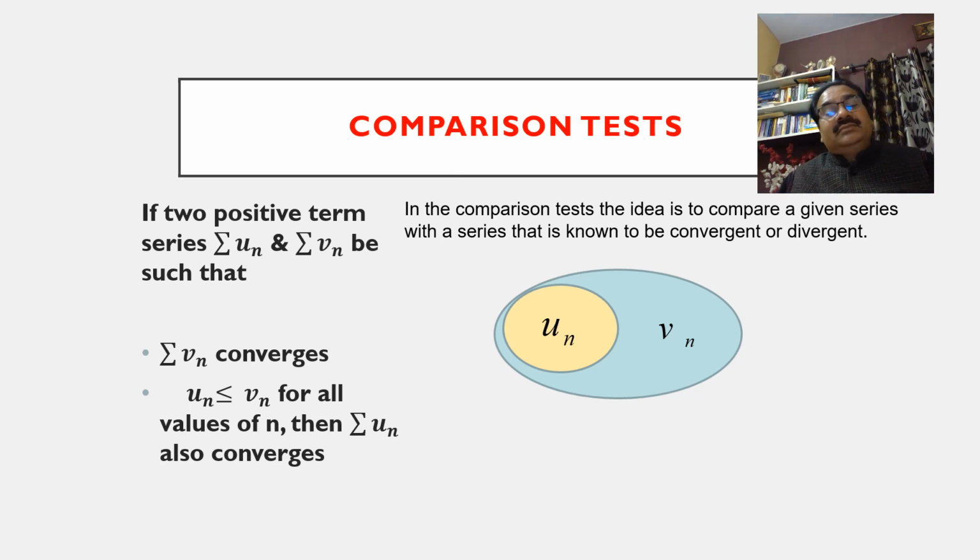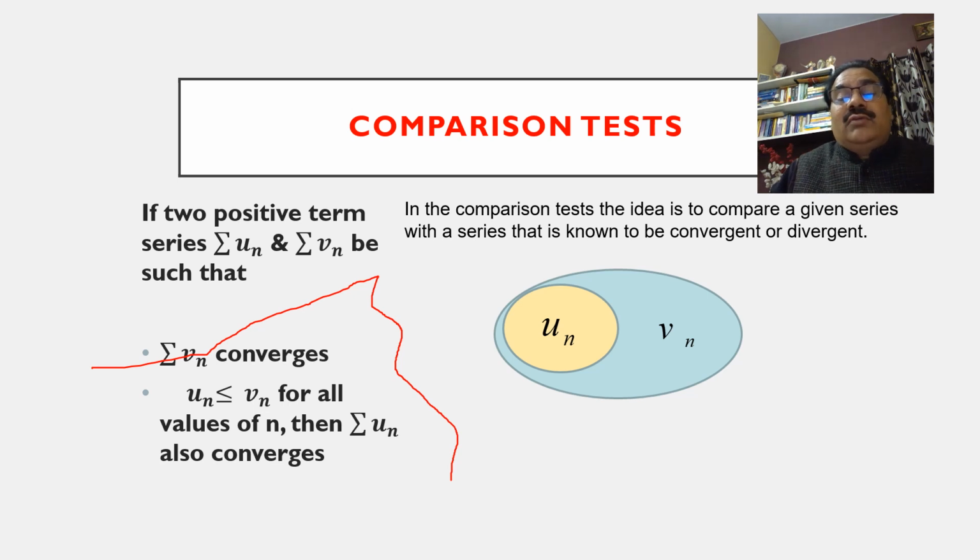Now moving further, if two positive term series, summation of Un and summation of Vn, are such that summation of Vn converges, and Un is less than or equal to Vn for every value of n, then summation of Un also converges. Okay, so if you look at this from the broader perspective.